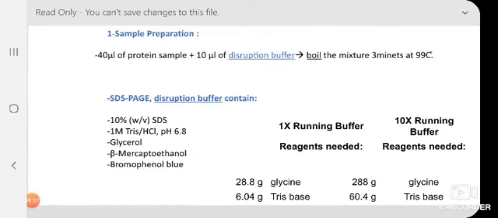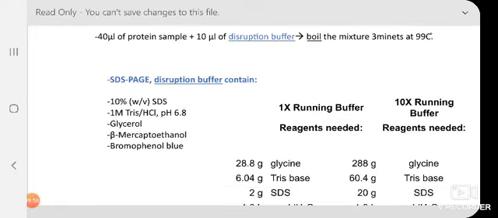So first what I am doing is the disruption buffer. The composition of the disruption buffer: it contains SDS, so that means we are allowing the protein sample which I am loading to be denatured. Then it contains beta mercaptoethanol to reduce the disulfide linkages. So if there is any subunit interaction, we are separating that also. You can treat with dithiothreitol instead of beta mercaptoethanol, and we are adding a dye, that is bromophenol blue. So this is the composition of the disruption buffer or gel loading buffer.